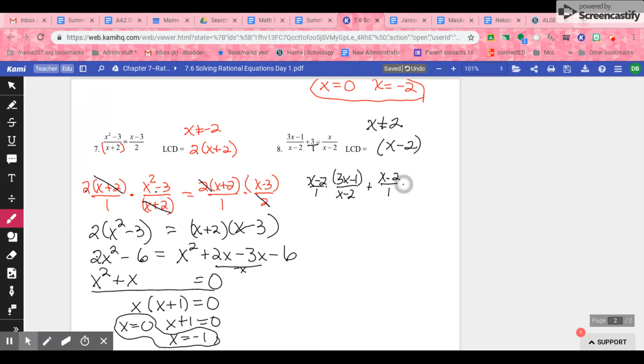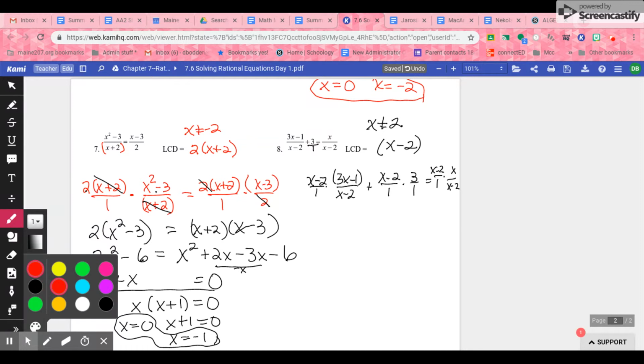Don't forget to multiply that 3 over 1 by x minus 2. I'm running out of room. Okay, then I can go in and simplify. Divide the x minus 2's out, and I get 3x minus 1. Here, there's nothing to divide out, so I'm left with 3 times x minus 2. Here, the x minus 2's divide out, and I'm left with x.